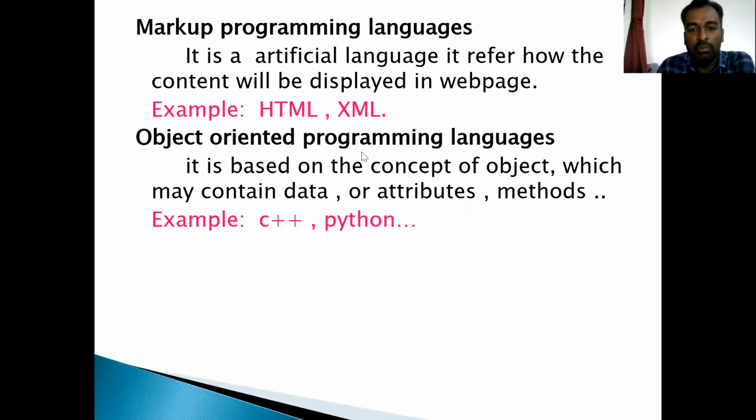Next one, object-oriented programming language. It is based on the concept of objects, which may contain data or attributes and methods. So in C++ programming, we have to create an object, right? So based on this object, the programming runs, and Python is also the same as C++. So since it is like C++, Python is an object-oriented programming language.